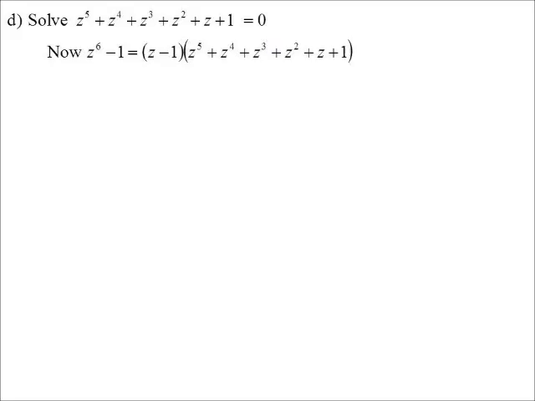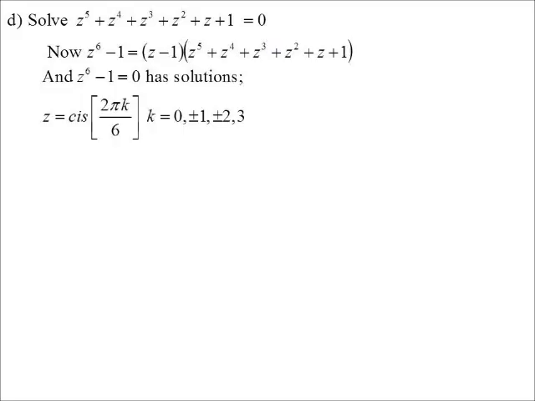So, what I know then is these two equations will have the same solutions, but the one they want won't have the solution to z minus 1 equals 0, because that's not part of their one. It'll have all the other answers. So I just have to find all the solutions to z to the power of 6 minus 1, and then I'll get rid of the solutions they don't want. And they don't want the answer 1.